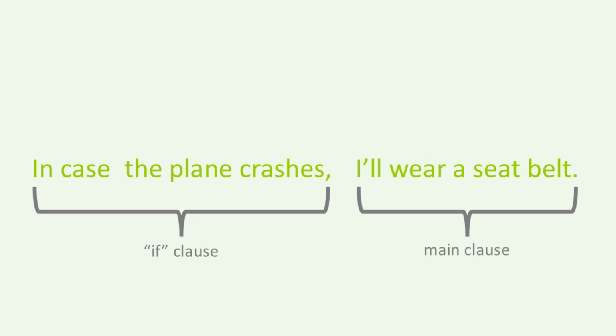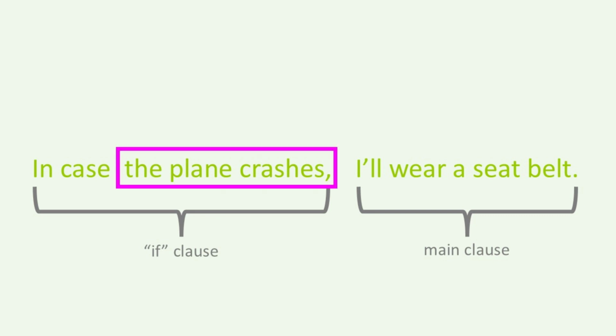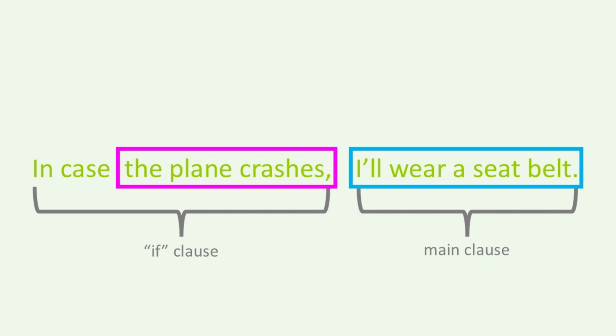There are also two actions in the sentence. What are the two actions? One action is the plane crashes. The other action is I'll wear a seatbelt. Which action happens first? I'll wear a seatbelt. Which action happens second? The plane crashes.